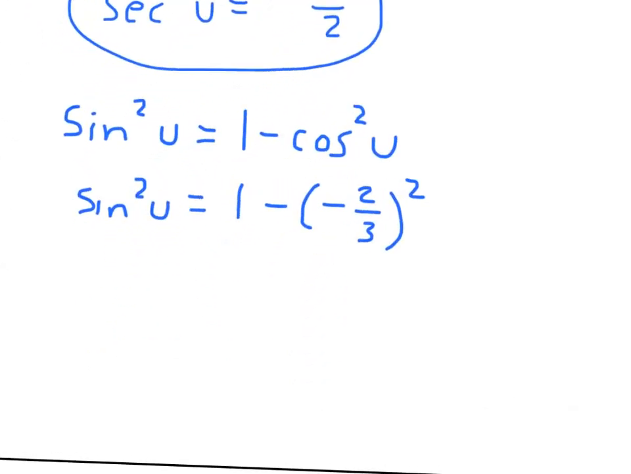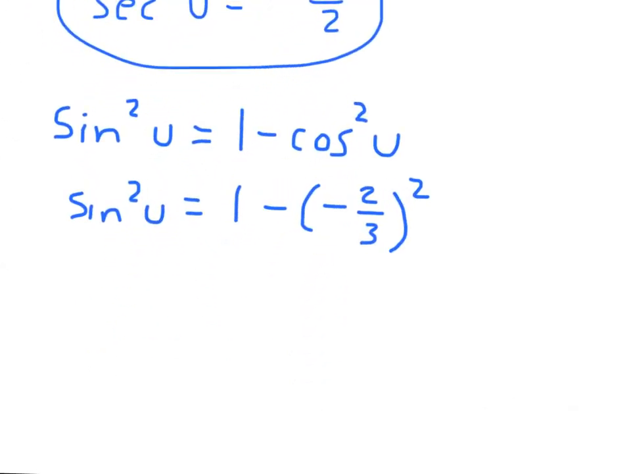Now continuing to evaluate, notice I do not distribute this negative because I have to square first. So my sine squared of u is equal to 1 minus, and this becomes 4/9. That simplifies to 5/9. And how do you get rid of the square?